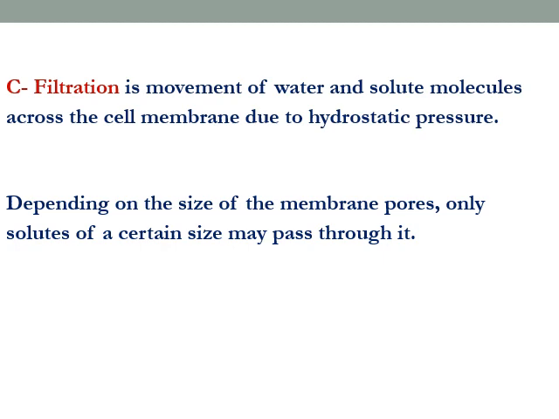Depending on the size of the membrane pores, only solids of a certain size may pass through it. For example, membrane pores of the Bowman capsule in the kidney are very small, and only albumin, which is the smallest of proteins, has a chance of being filtered through.